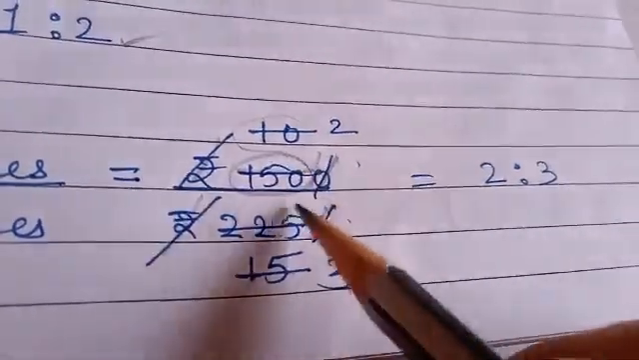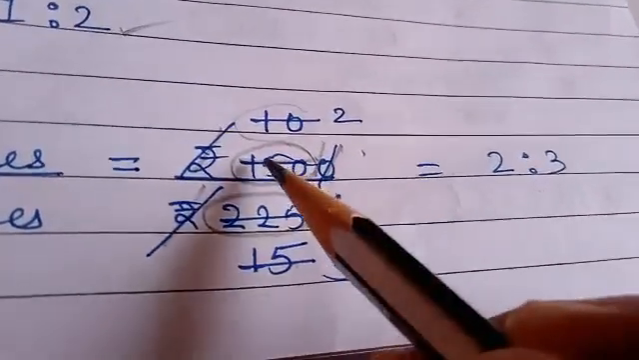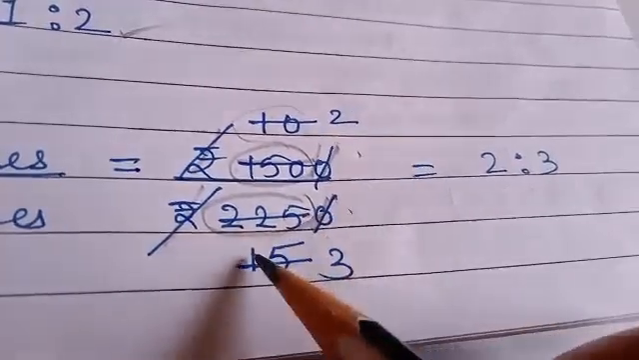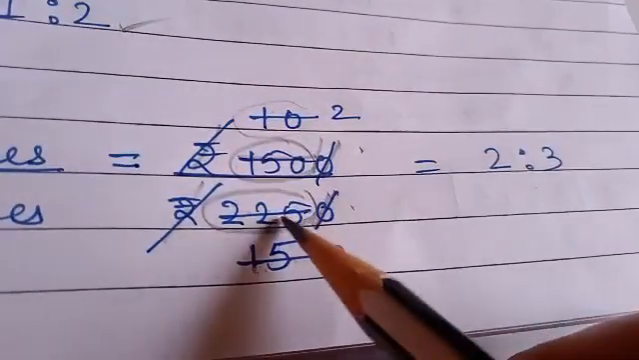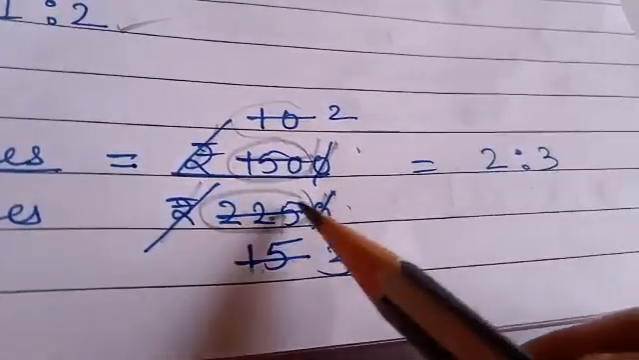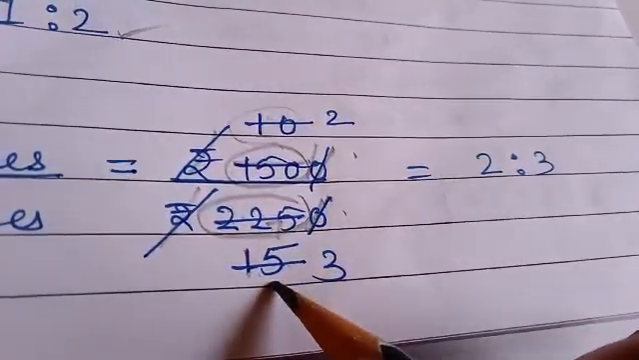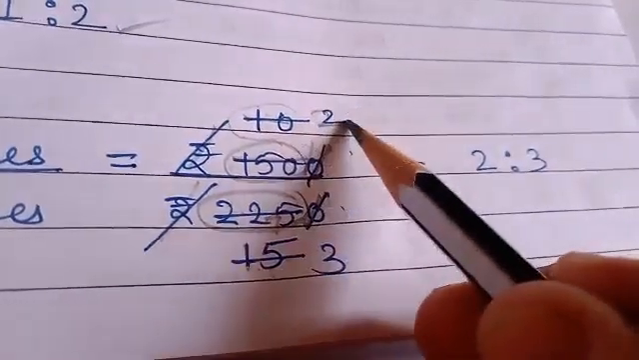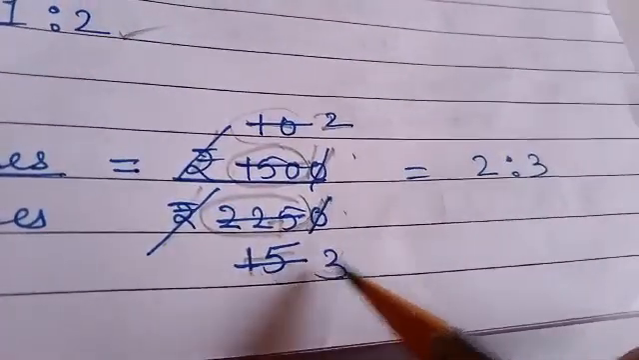What is left is 150 and 225, right? So 15 tens are 150 and 15 15s are 225. 15 ones are 15. Remainder is 75. 15 5s are 75. Okay. So 10 and 15 are left now. So 5 2s are 10 and 5 3s are 15.